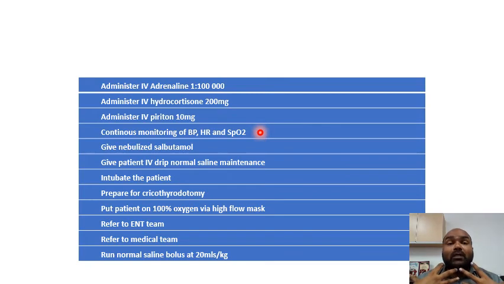If there's no improvement to the airway, you may need to consider securing the airway, okay, via intubation or cricothyroidotomy. So it's very important that you continuously monitor the patient's BP, heart rate, and SpO2.